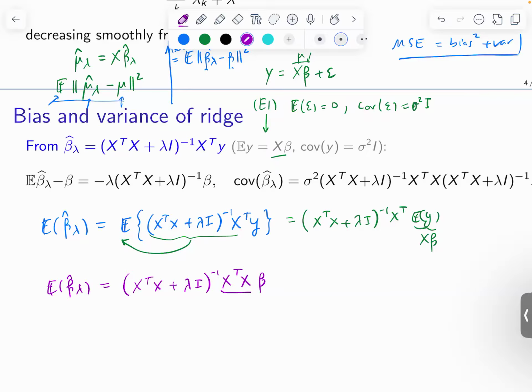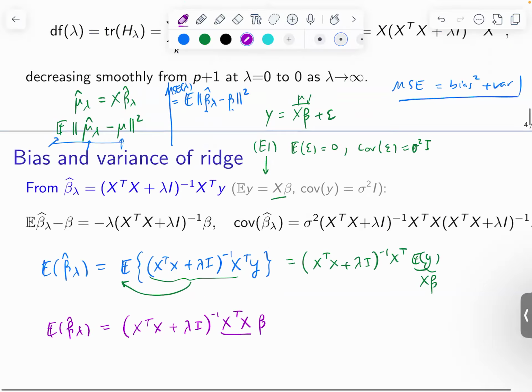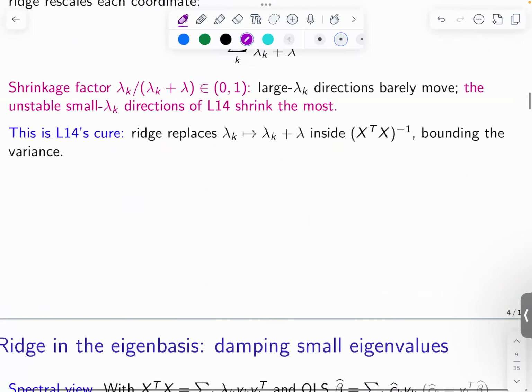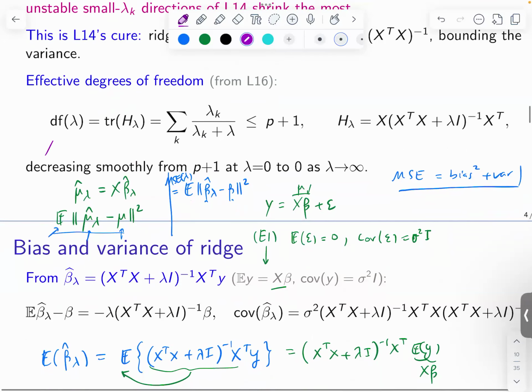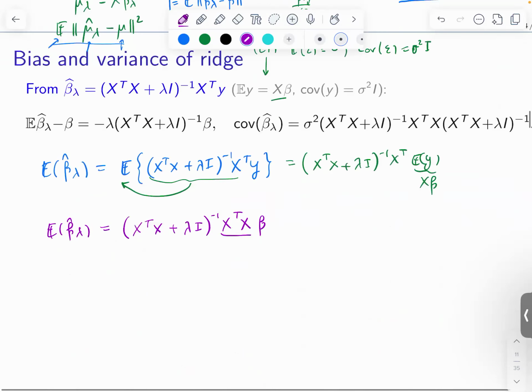In very special cases, that would be I. So this X is the design matrix. Maybe you're confusing it with V. V transpose V would be... Oh, I see. So if X is V lambda V transpose, we'll see a lot of that, then V transpose V would be I. But X transpose X is not.